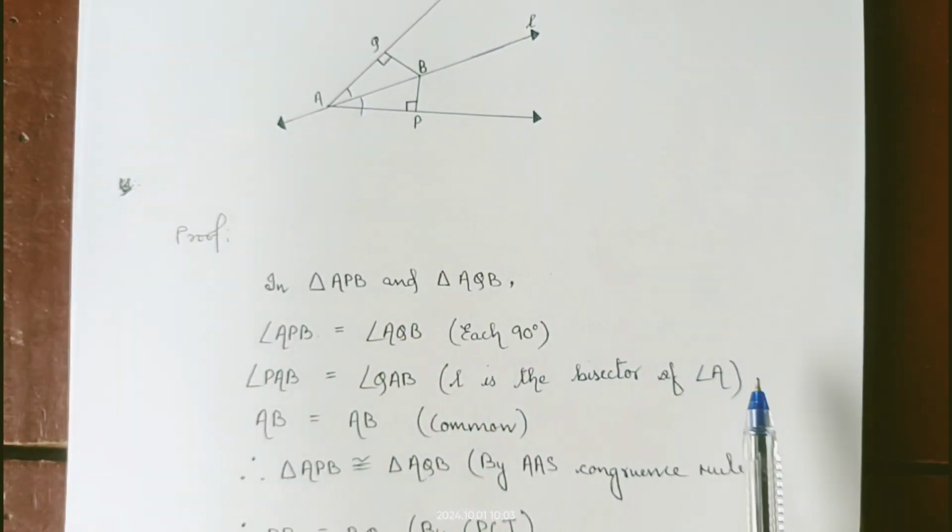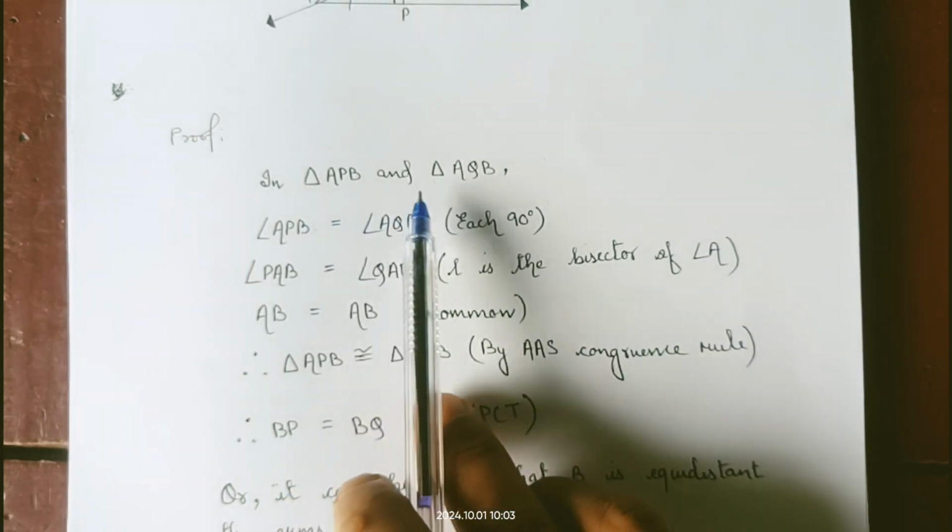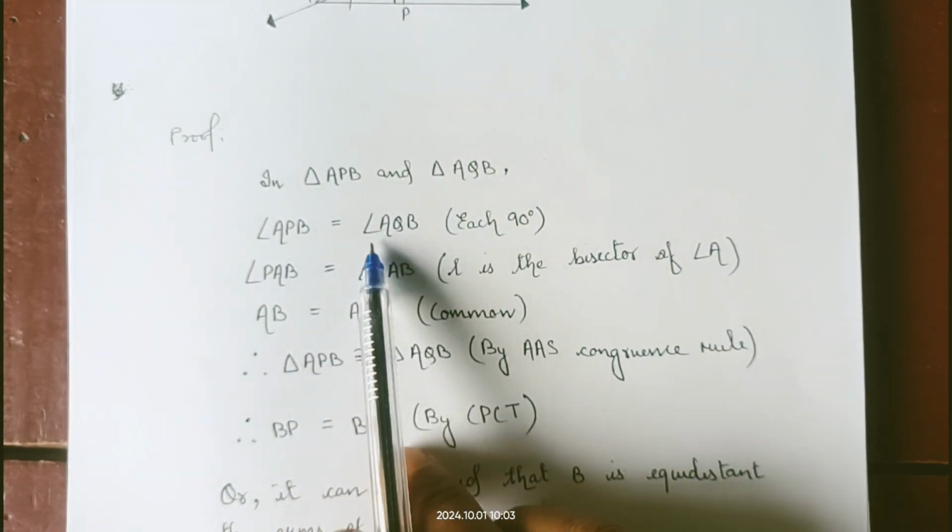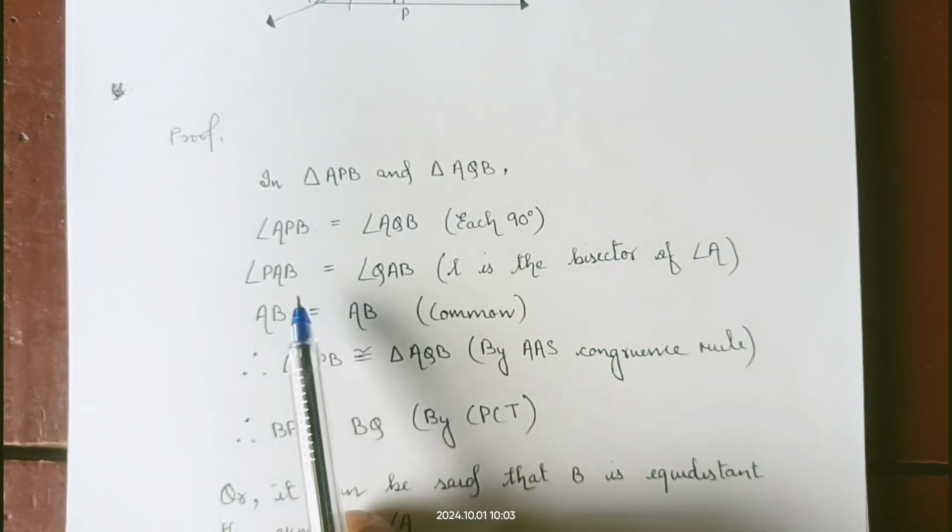So we can write here, in triangle APB and AQB, angle APB equals to AQB, each 90 degrees.